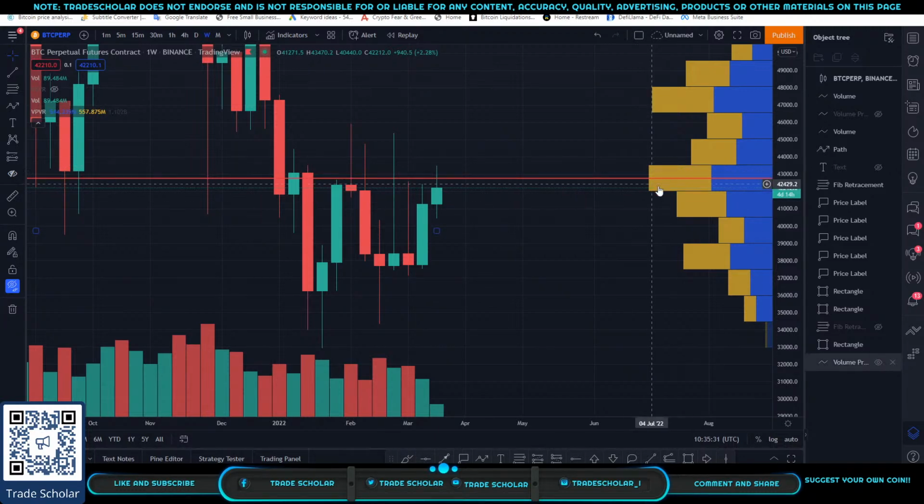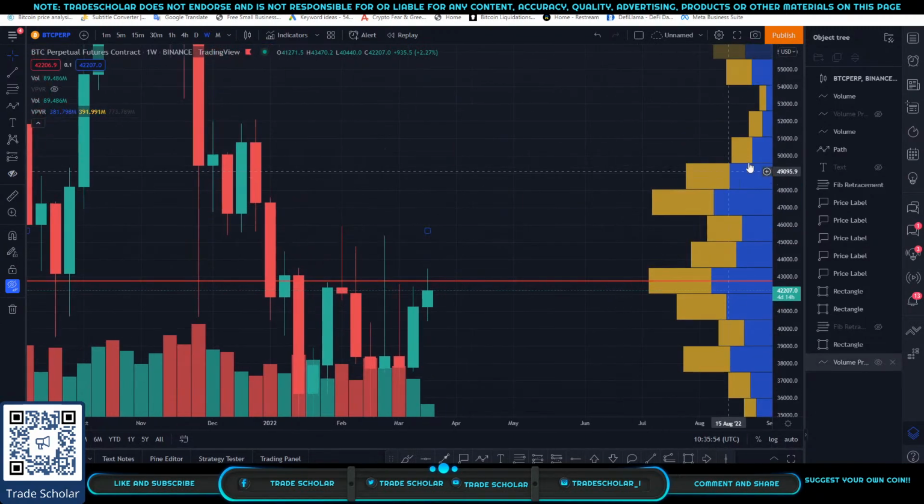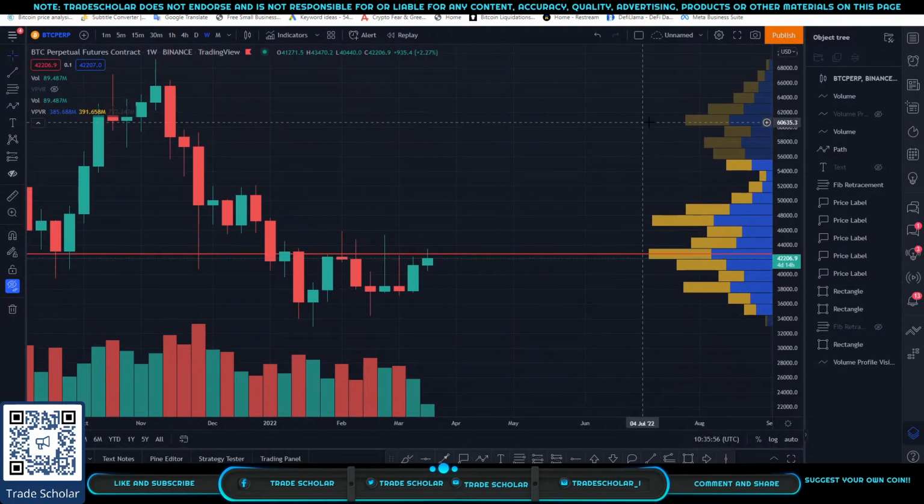43,500. Okay, this is a high volume node, HVN. So you can have a resistance here, or we can get a rejection area here. And then low volume nodes in this area. You can break past this, and then another rejection area here, 46,500 up to 48,000. Once we break that, the next will be right here.